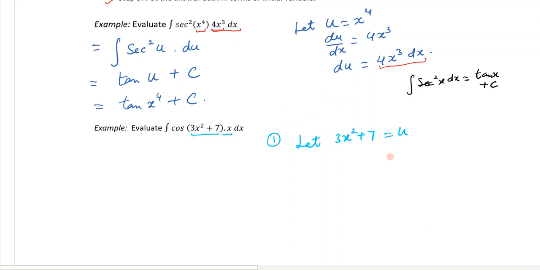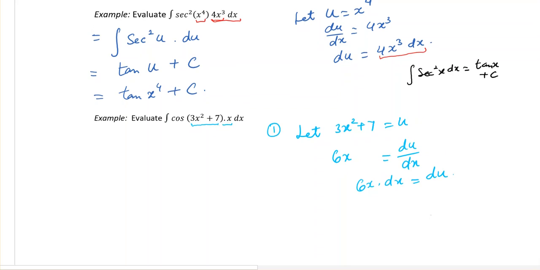And then we need to find the value of du. So du over dx would be 6x plus 0, which is just 6x. So from here we get 6x dx is equal to du. But here we don't have 6 anywhere, so it doesn't matter. So what we can simply do here is write what should be our dx. So dx is du over 6x.